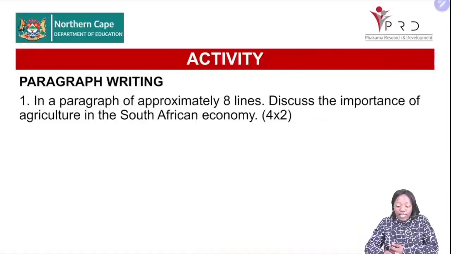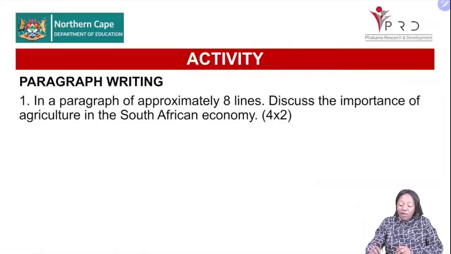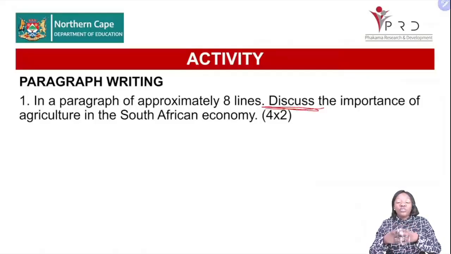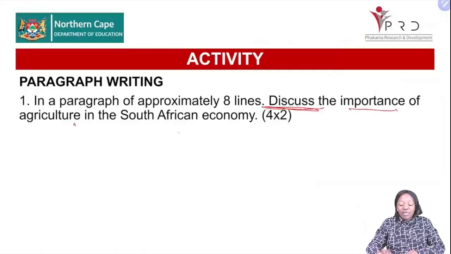We're looking there at our activity. In our activity, it's a paragraph writing. In a paragraph of approximately 8 lines, discuss. The word say discuss. I emphasize again, discuss. Stay away from your one word. You need to construct a full sentence when the question is saying discuss the importance of agriculture in the South African economy. 4 times 2.